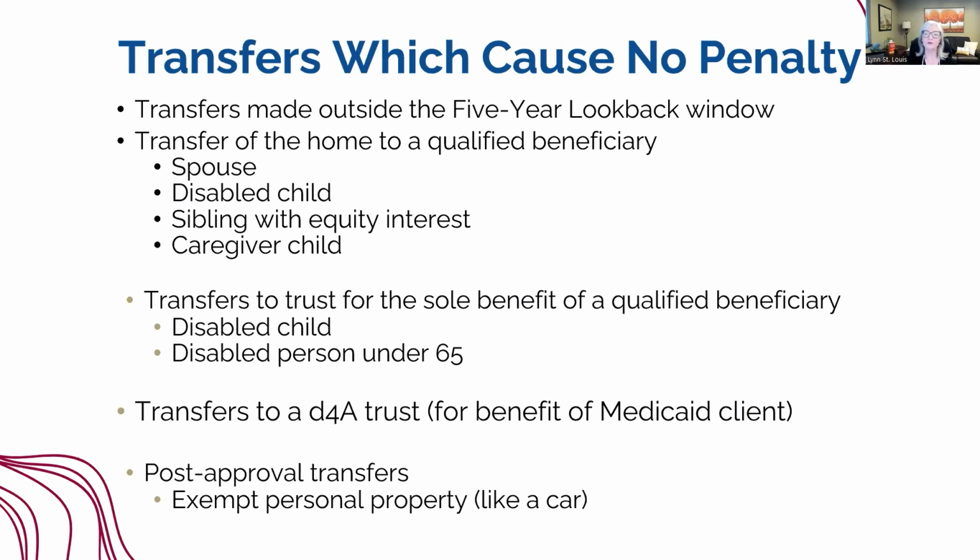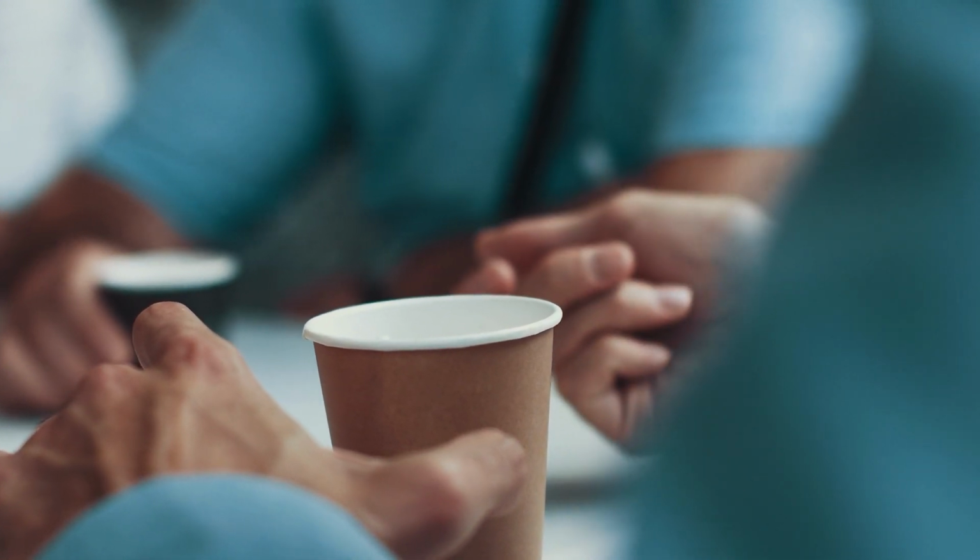You can also give away your assets to a trust that's for the sole benefit of what we call a qualified beneficiary. So that's your disabled child, or any disabled person. It doesn't have to be your child. As long as that person is under age 65, you can transfer assets to a trust for their benefit.